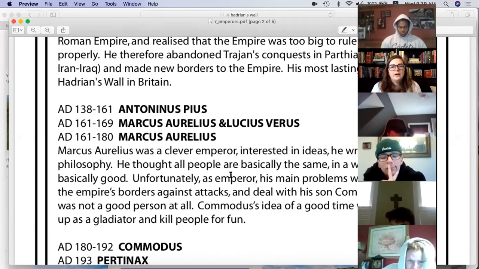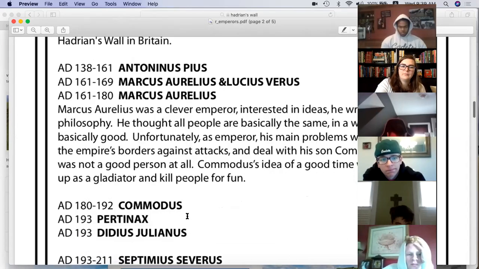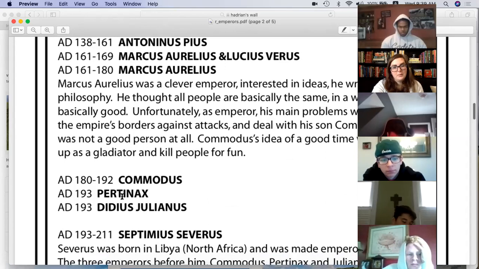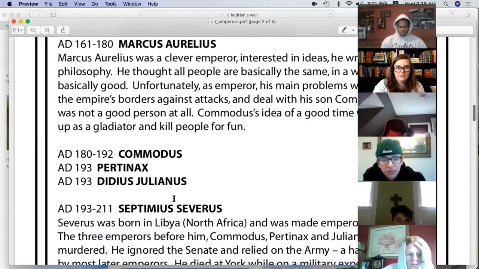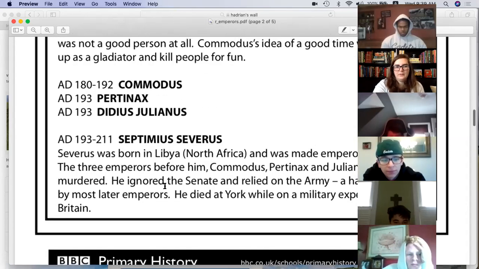Unfortunately, as an emperor, his main problems were to defend the borders against attacks and deal with his son Commodus. That was that thing we were watching. Who was not a good person at all. Commodus's idea of a good time was to dress up as a gladiator and kill people for fun. Then you have Commodus, Pertinax, Didius Julianus, and Septimus Severus.